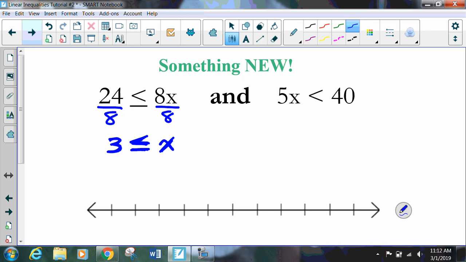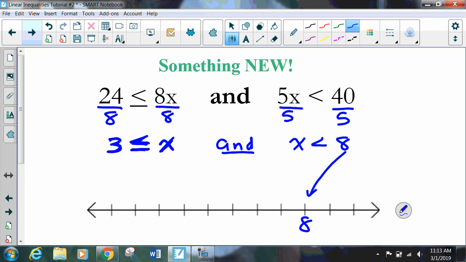And then over here, we're going to do this problem. It's like 2 inequality problems put together. We're going to divide both sides by 5, so we get x is less than 8. And we're going to put these 2 inequality problems together because of this word and. So we're looking for numbers that are both greater than or equal to 3 and less than 8. So we're going to bring the 8 down, and we're going to bring the 3 down.